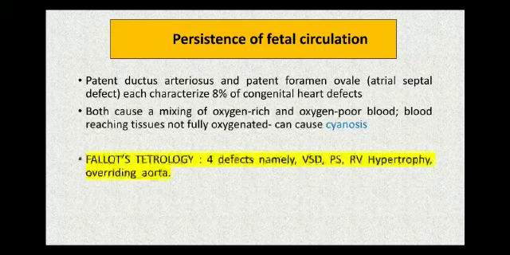That will cause cyanosis. We have another thing called Fallot's tetralogy, 4 defects, namely VSD, ventricular septal defect, pulmonary stenosis, right ventricular hypertrophy, and overriding aorta, that is misplaced aorta. Okay, here the aorta is above the ventricular septal defect instead of being over the left side. So it's on the VSD. So this is when the fetal circulation persists and the fetus is suffering from some congenital heart diseases.